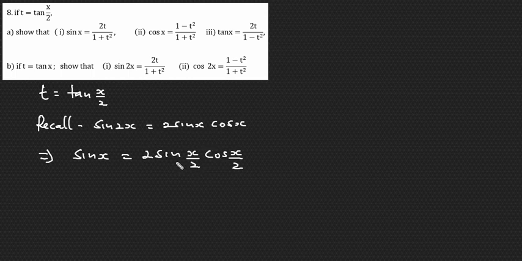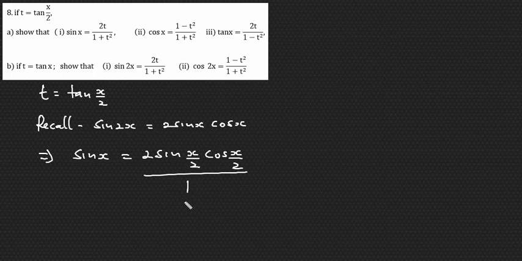Now, the reason why I'm bringing in the half angle is because t is equal to tan x by 2. So this is a half angle. That's why I need to use this identity. So now we need to prove this. We need to create a tan here by dividing with something which is very important. Now if we divide it by 1, I have not changed the answer, the question, sorry.